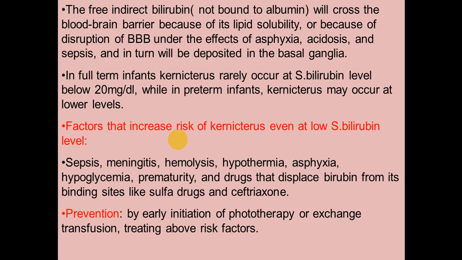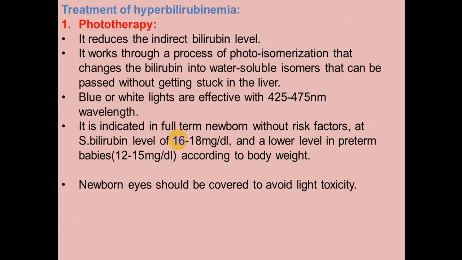So, in the full-term infant, kernicterus usually does not occur below 20 mg per deciliter. Without risk factors, it usually occurs after 20 to 25 mg per deciliter. And prevention is by early initiation of phototherapy or exchange transfusion, and by treating the above risk factors.